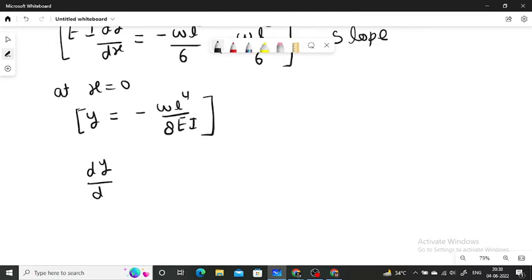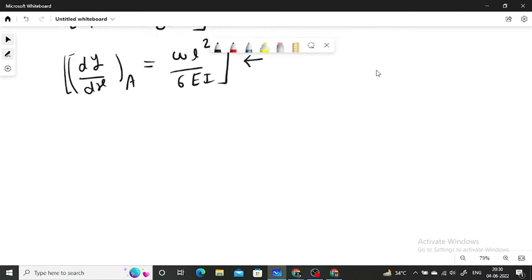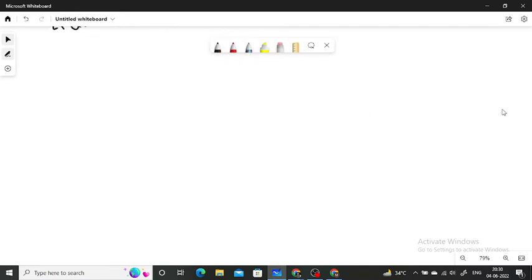Now the slope at its free end, dy by dx at the point A, is equal to WL square by 6EI. Okay, this will be the maximum slope at its free end, and this is the maximum deflection at its free end. Okay, now we consider a special case for a cantilever beam where a point load is acting at a distance a from its free end.